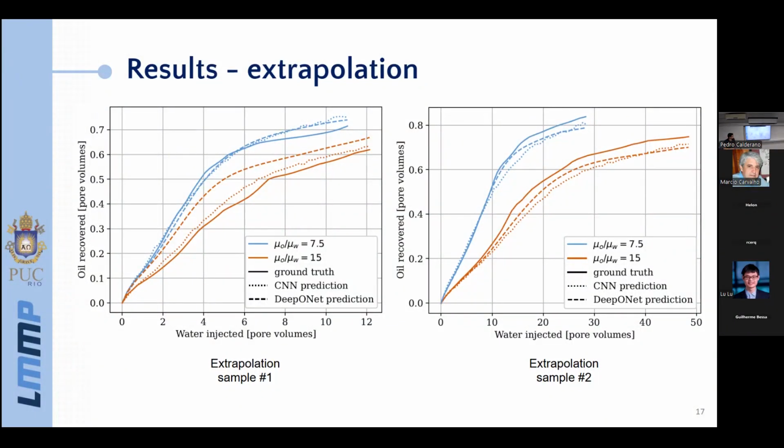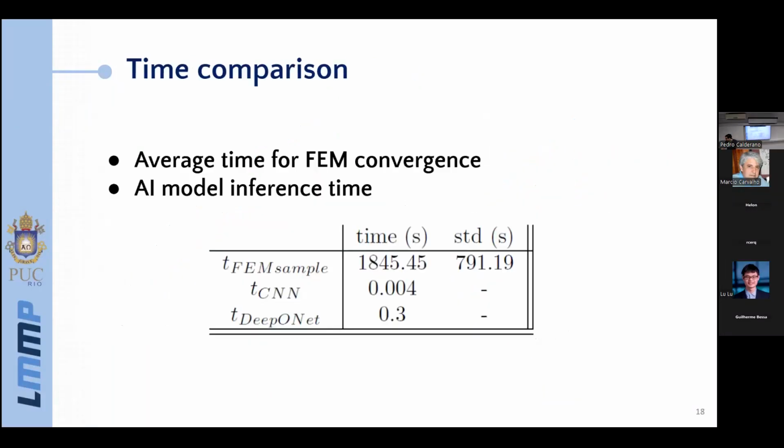And when I see the prediction of the viscosity ratio of 15 for this first sample, it looks like the prediction of the CNN is better than the DeepNet one. And that's the case in here. But when I see the prediction for the viscosity ratio of 7.5 and both predictions for sample number 2, the DeepNet still outperforms the CNN. So I can still say that DeepNet outperforms the CNN.